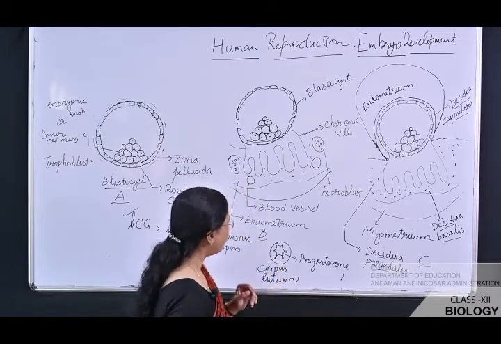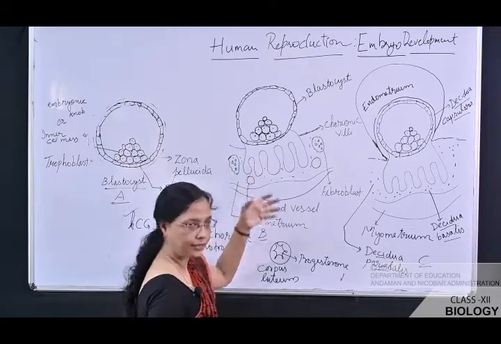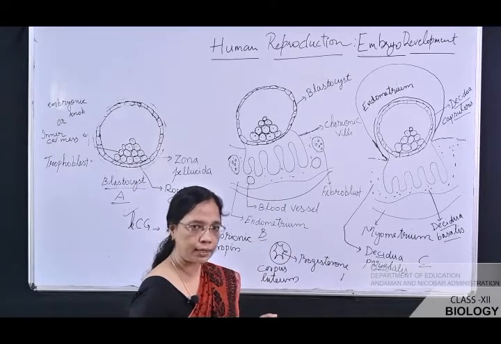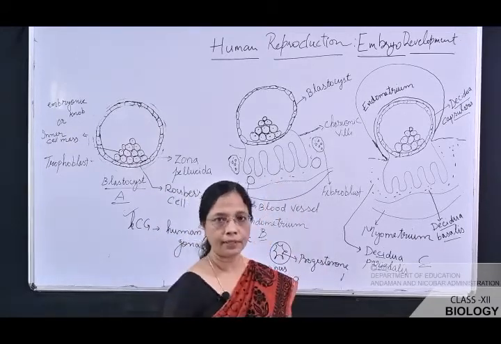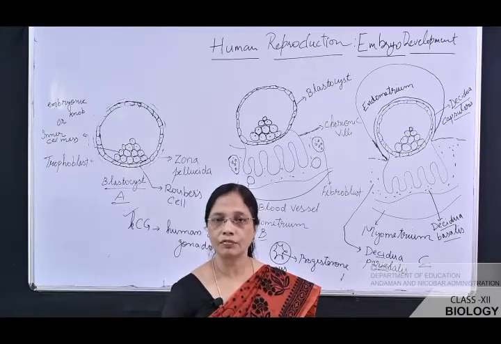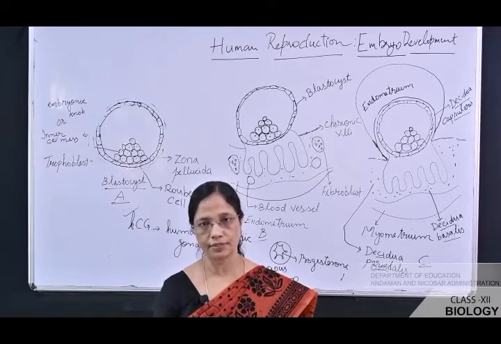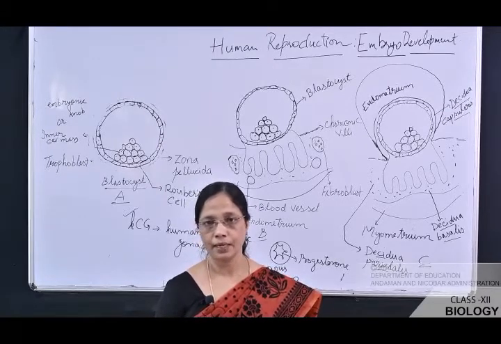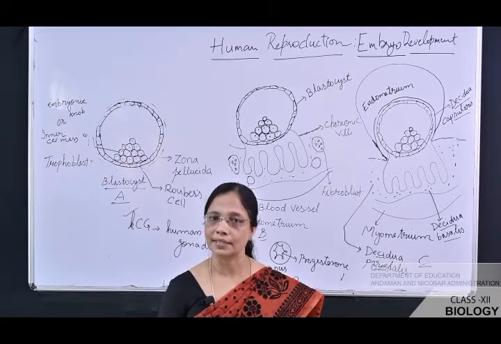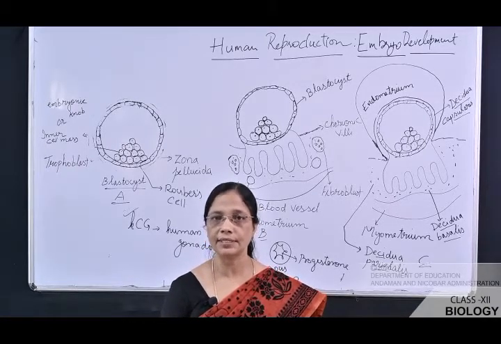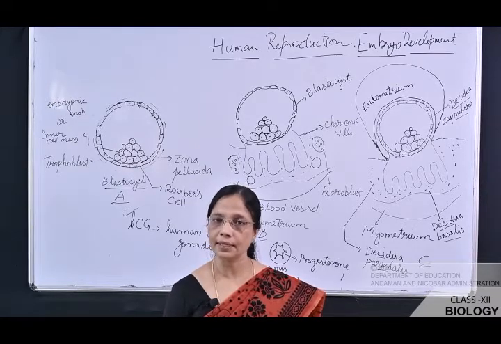Okay. Now, as the chorionic villi grow and penetrate the endometrial tissues, what happens? The secretion of HCG increases, and the presence of HCG appears in the urine also. The urine test of a pregnant female shows a positive pregnancy test. The presence of HCG in the urine shows a positive pregnancy test.